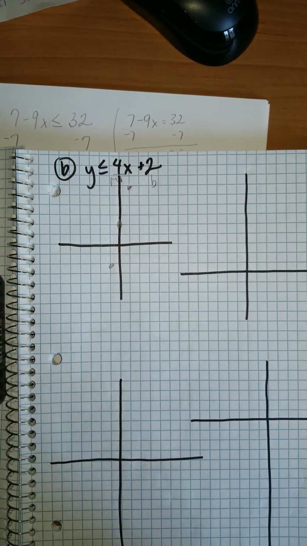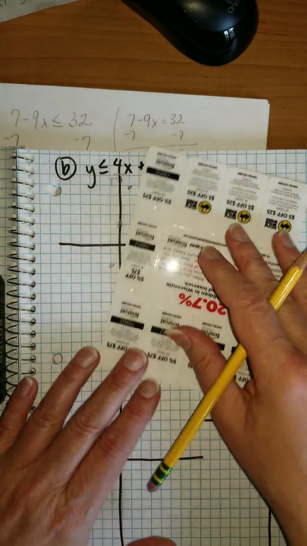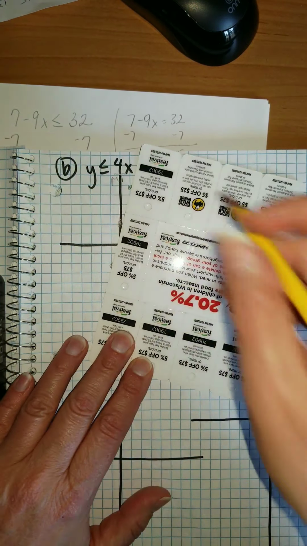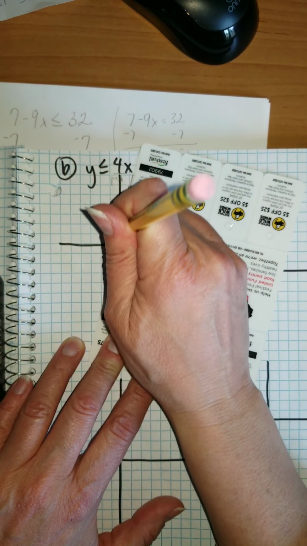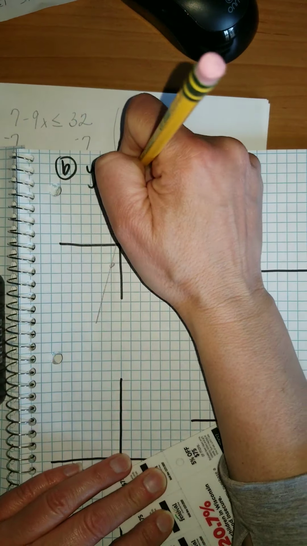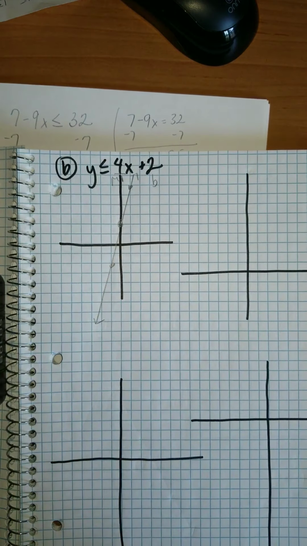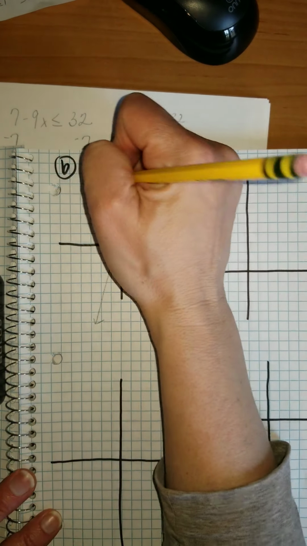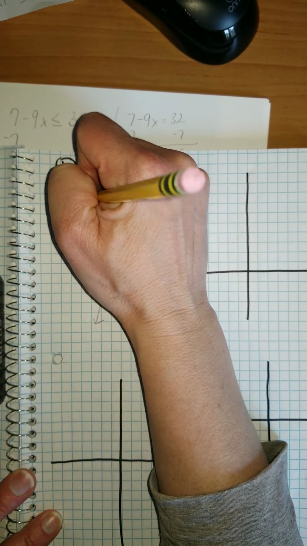Now I have to figure out what kind of border I'm going to have. I'm going to have a boundary of a solid line because it's equal to, because all these points are going to be a solution. All right. Then if you want to use my way, the y's are less than or equal to.